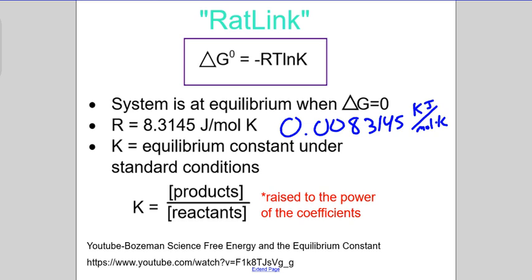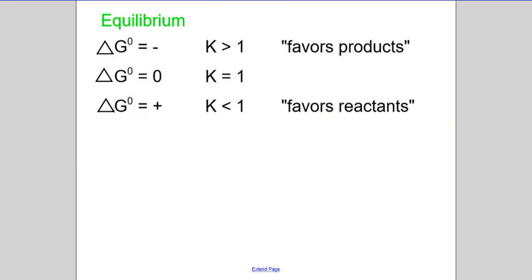Okay, so moving forward from here, just kind of a comparison. If delta G standard is negative, then that means that products are favored, and K is going to be greater than 1. If delta G standard is 0, K equals 1. And if this is a positive value, then K is going to be less than 1.